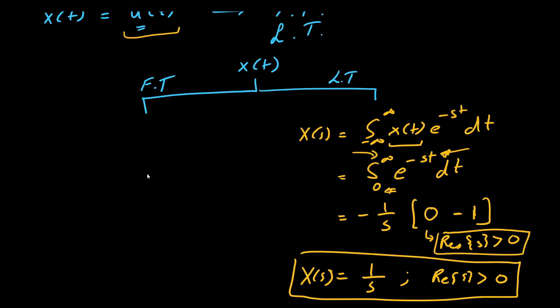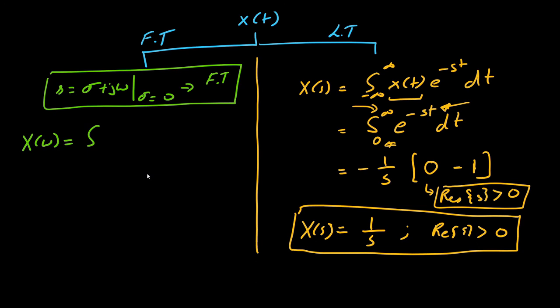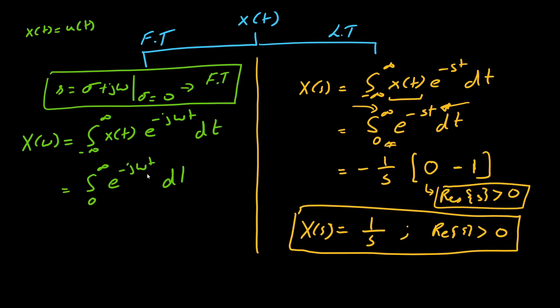In the Fourier transform, we often say that we set s equal to sigma plus j omega, and if we set sigma equal to 0, we converge to the Fourier transform. So we are going to test that. We are interested in the Fourier transform of the unit step function, which is the integral from minus infinity to infinity of x of t e to the power minus j omega t dt. But our x of t was simply the unit step function. So again the limit would start from 0 and terminate at infinity. So we would have e to the power minus j omega t dt, and this is simply minus 1 over j omega.